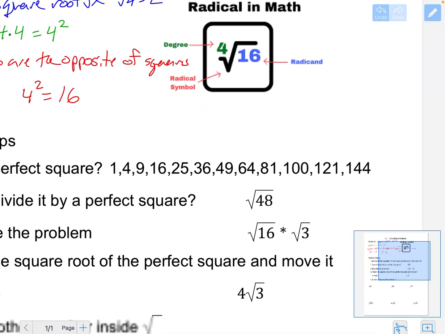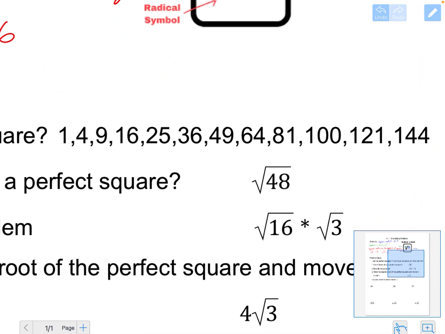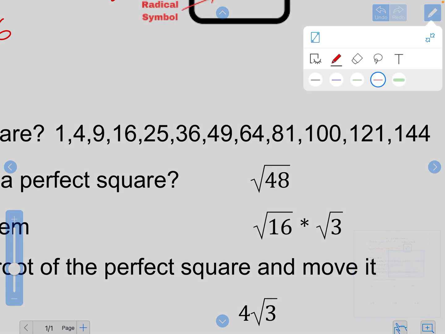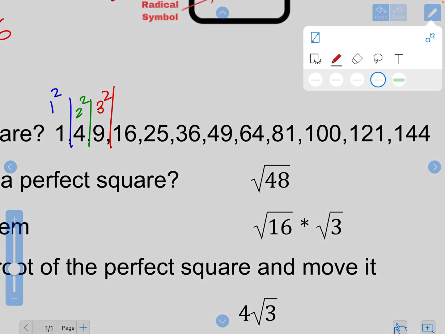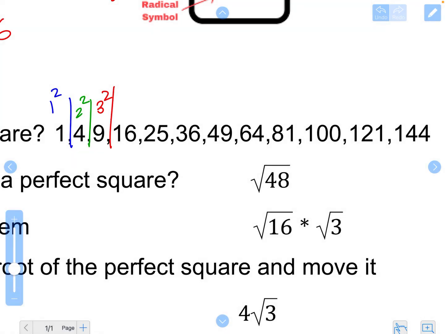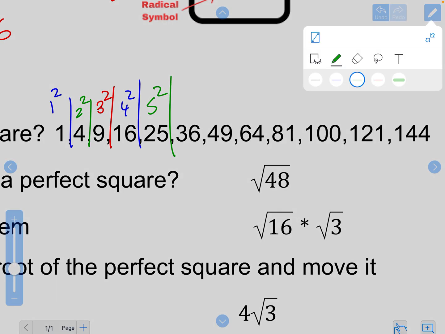One of the first things we need to do is make sure we know what we call our perfect squares. Our perfect squares are 1 squared equals 1, 2 squared equals 4, 3 squared equals 9. Sorry, I said that backwards. 4 squared equals 16. 5 squared is 25.